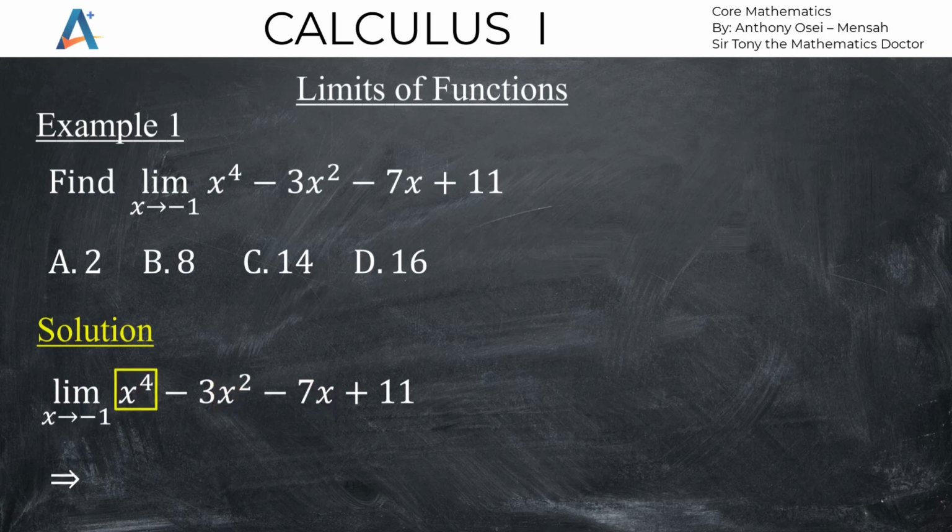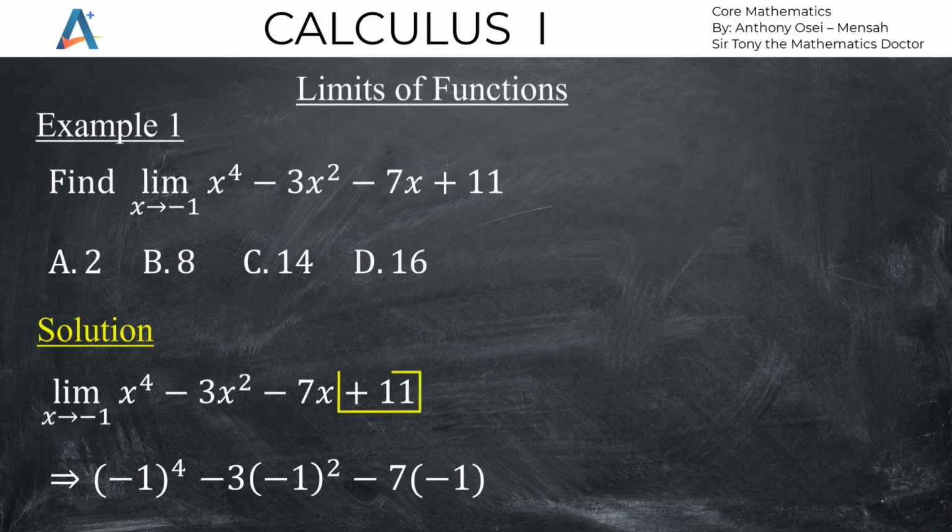So x power 4 becomes (-1) all raised to the power 4. With a minus sign, you have 3. So you write 3, you open the bracket, the x squared will become (-1) squared, since anywhere you see x, you substitute -1. Then minus 7x means 7 times x, where x is -1. So 7 times -1. Don't forget, you substitute -1 in place of x. So wherever you see x in the function, you put -1. That's the meaning. Then finally plus 11.